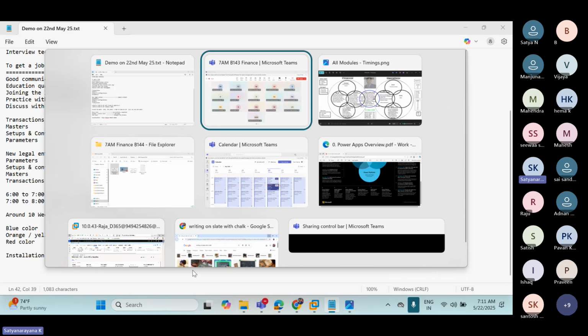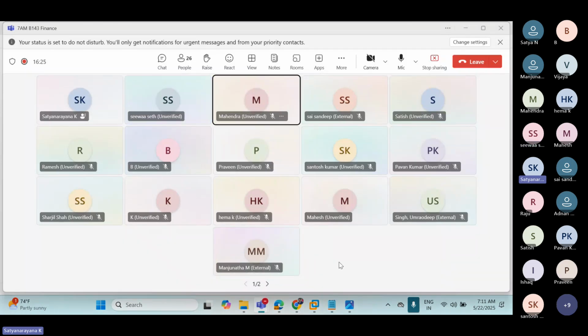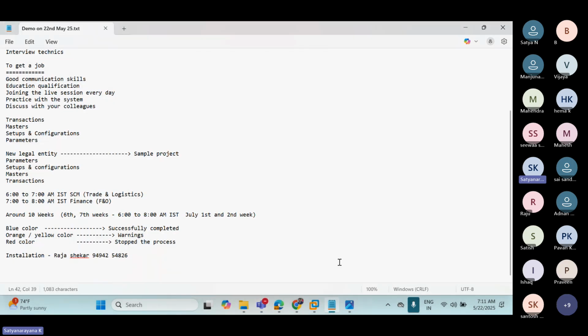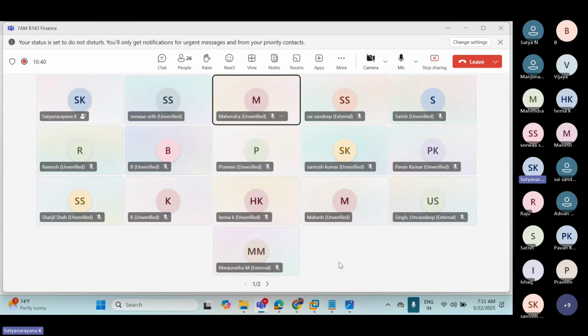This is a brief introduction. I have a total of 25 years of experience. My last designation was Senior Solution Architect. So this is about me. Does anyone want to speak? Any questions? Please unmute and you can discuss with me.